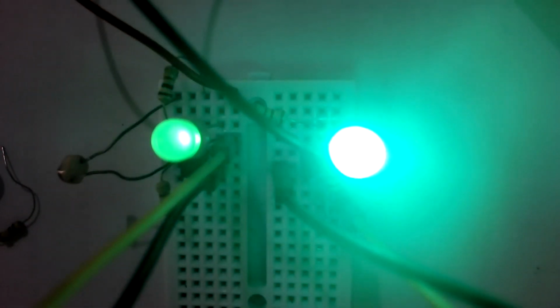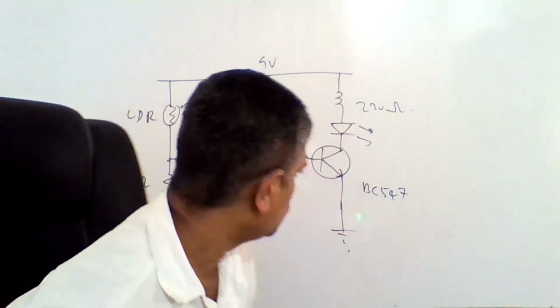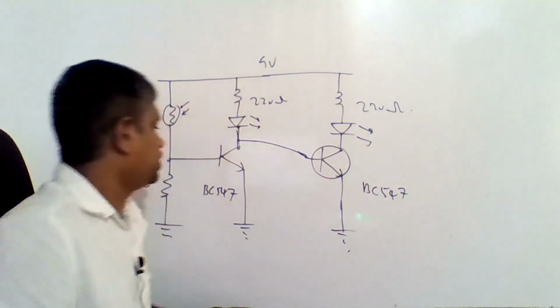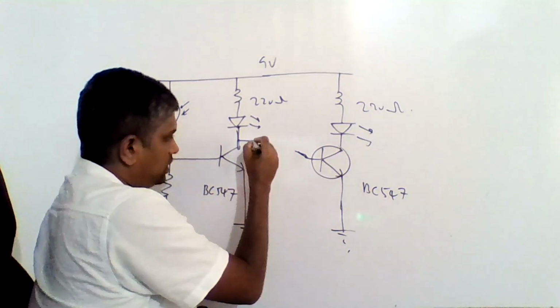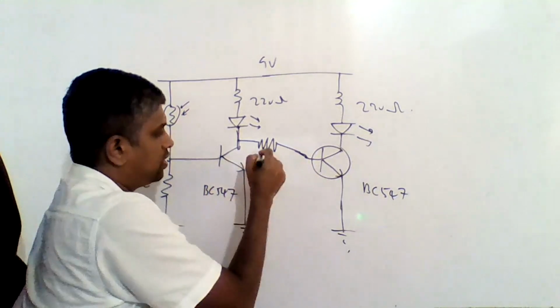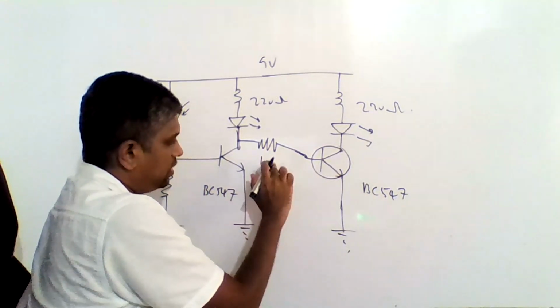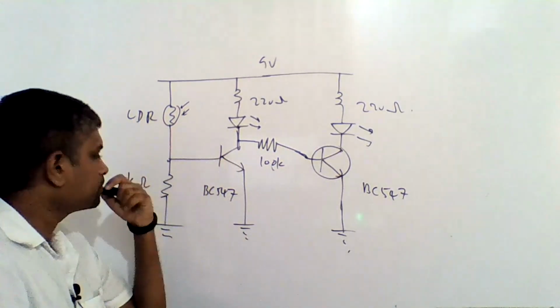Okay, I will explain what is happening in this two-stage amplifier, two-stage switch. So I use a resistor here, right? It is not available in the circuit. I use a 100k resistor here. We'll see what happens.